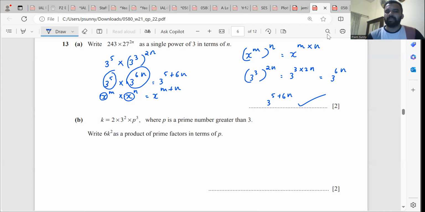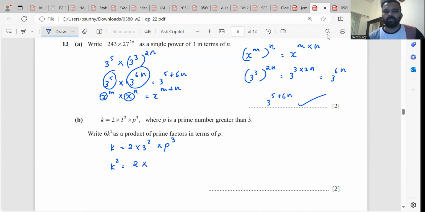Now B part, k is equal to 2 into 3 square into p cube, where p is a prime number greater than 3. Write 6k square as a product of prime factors in terms of p. So k is given to us and we need to find out what 6k square is. Again, this question is from law of indices, so we'll be using those laws which we have studied. So k is 2 into 3 square into p cube. Here, what we need is 6k square. First, I'll find out what k square is.